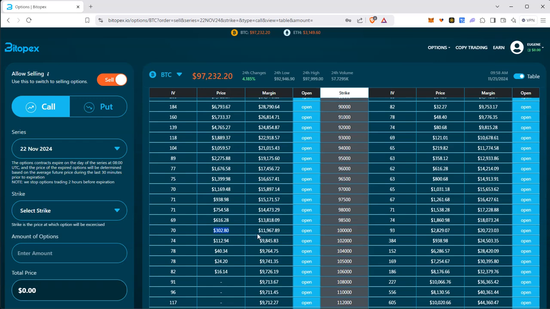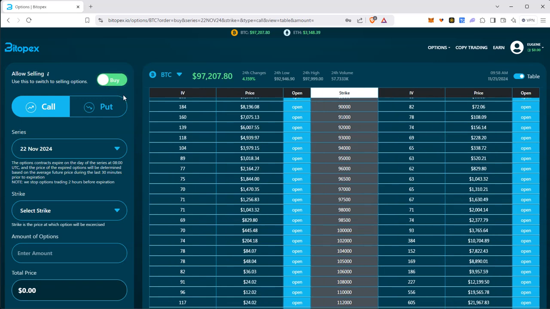But on the other hand, you will have to have this margin, almost $12,000, right? Why? Because if Bitcoin goes above 100, let's say 110, then you will lose 10K, right? And that's why you need a 10K margin, similar to futures, right? So that makes selling calls and puts a lot riskier than buying calls and puts, right?